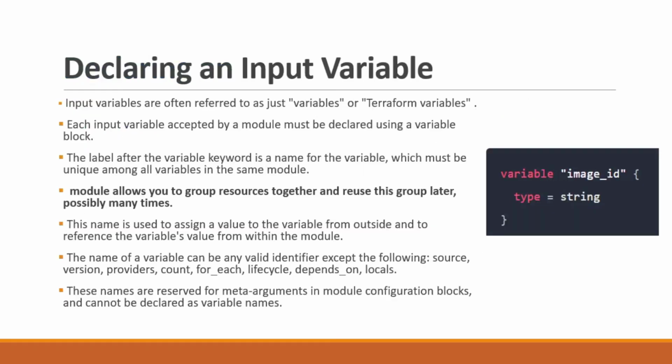For example, if I just declare variable, the variable name and curly braces, and I do not specify anything between the curly braces, then this variable will still work. It's not mandatory to specify any argument for this particular variable.